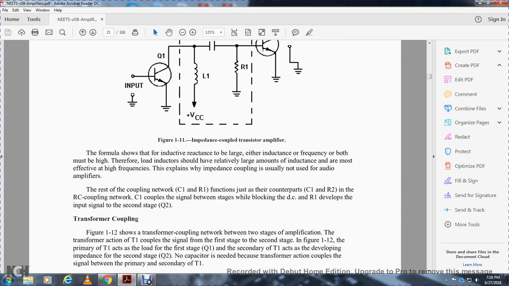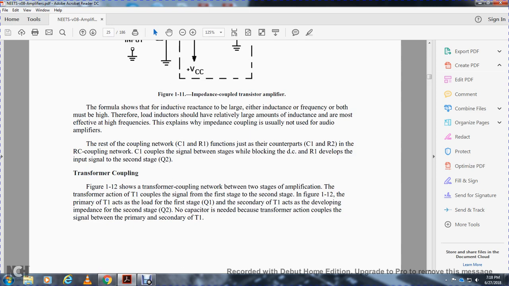The rest of the coupling network, capacitor and resistor, functions just as part of the capacitor 1 and resistor 2 coupling network. Capacitor 1 couples the signal between the stages, blocking the DC, and resistor 1 develops the input signal of the second stage.